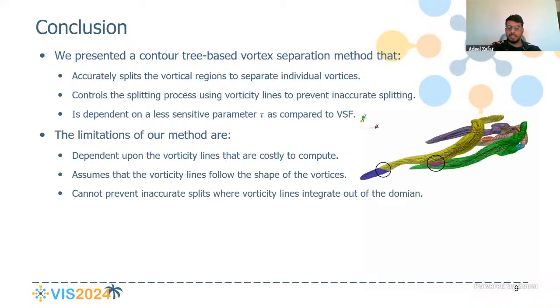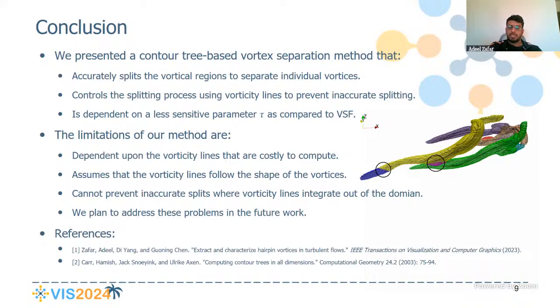Lastly, if the vorticity lines integrate out of the domain prematurely, our method fails to determine the validity of the split, as shown in the highlighted areas of the figure. And we plan to address these limitations in the future. So these are the references I used in my presentation, and there's a lot more detail in the paper.